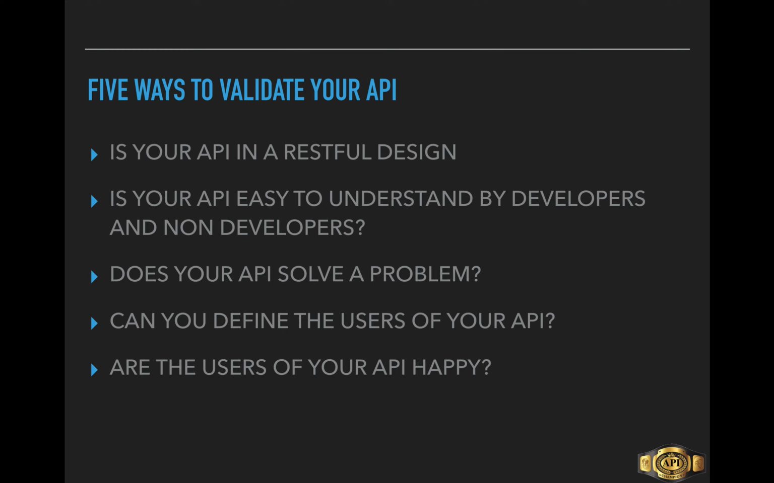On this slide, I compose 5 ways to validate an API product. These validation steps are in the form of questions. So to validate if your API is successful, one should answer yes to each one of these questions. I'm going to go over these questions in a little bit more detail to help with the validation process.